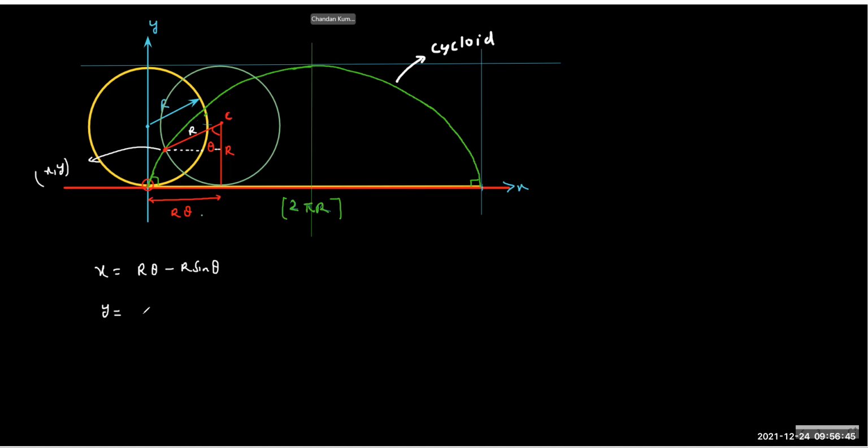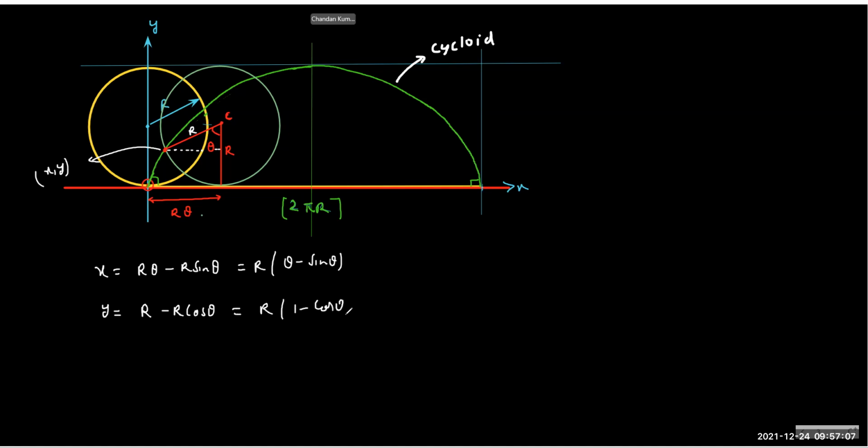R minus... tell me. R cos theta. Very good. I can take r common, this is theta minus sin theta. And if I take r common, so 1 minus cos theta.